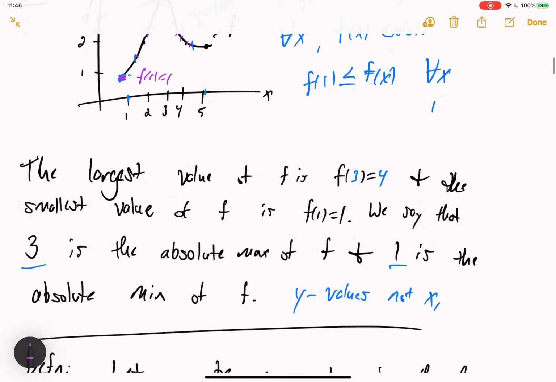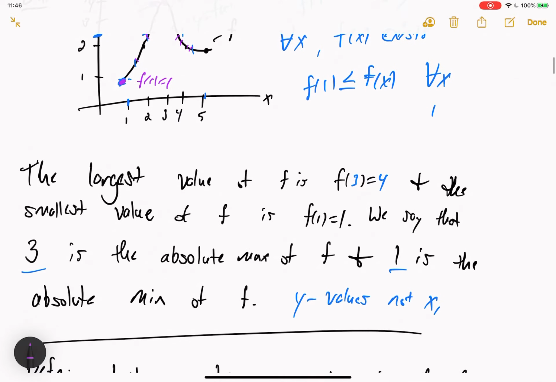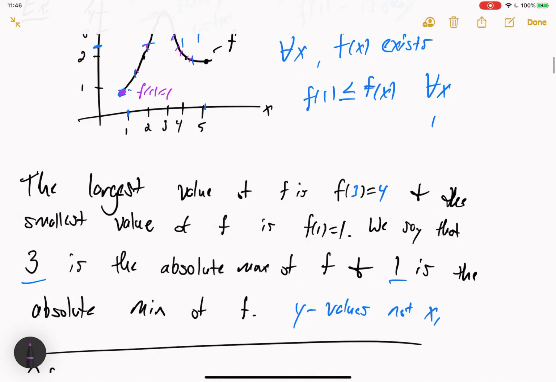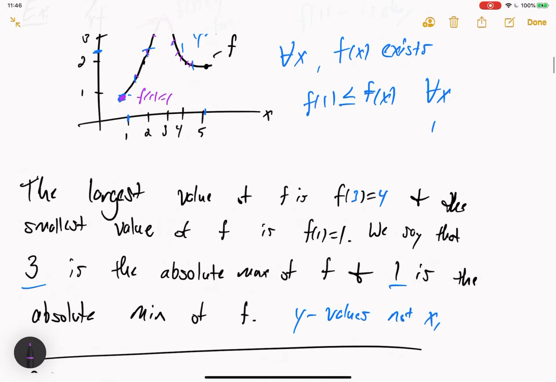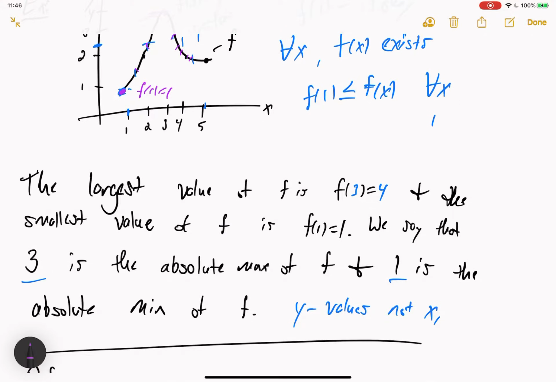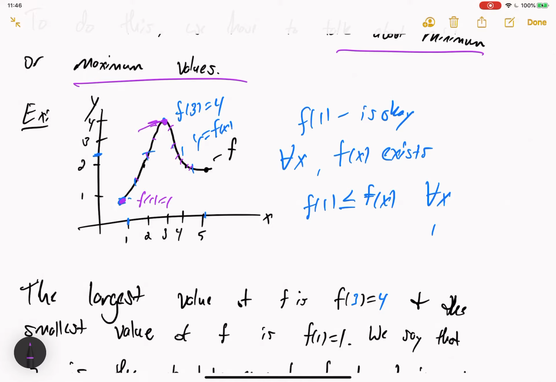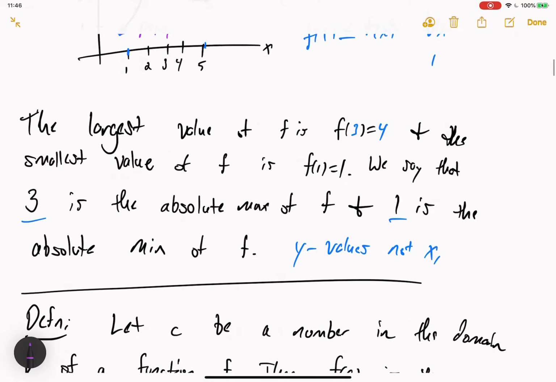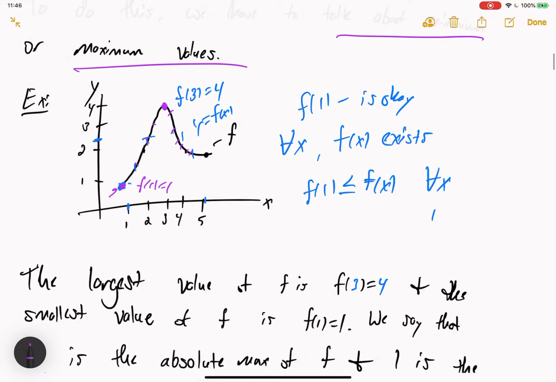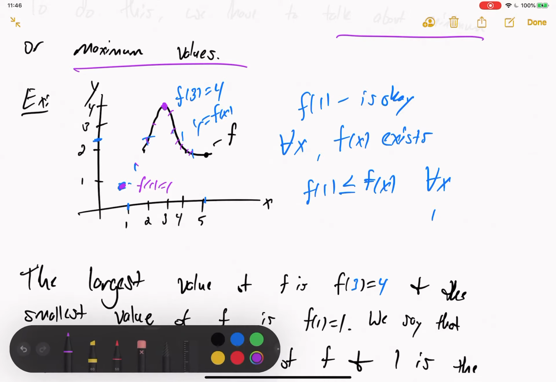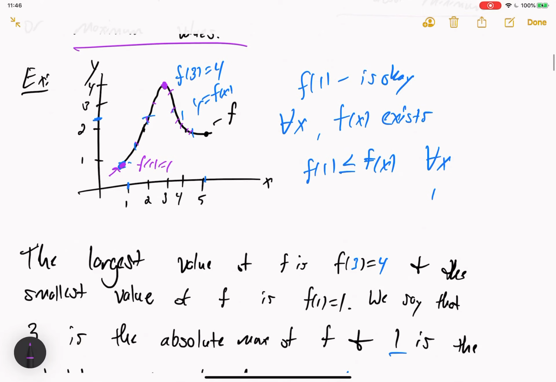Likewise, we can do the same thing with the largest value. The largest value is f of 3 equals 4, so x value 3, y value 4. The smallest value is f of 1, so f of 1 equals 1. The fact is that f of 3 is greater than all the other points on the graph. Typically when we say maximum or minimum values, this refers to the y value.